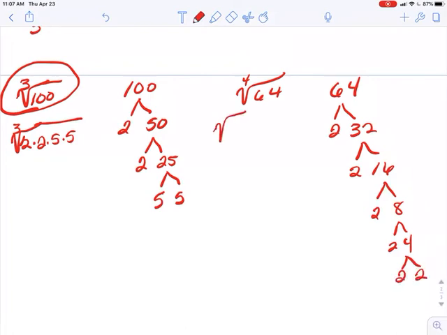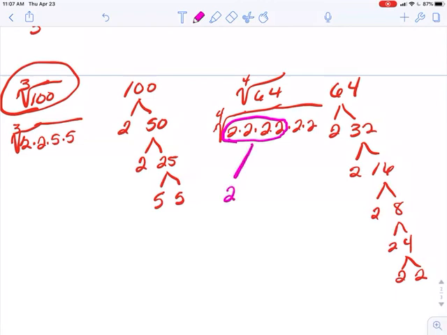So let's see, I want the 4th root, and it's going to be what? 2 times 2 times 2 times 2 times 2 times 2. All right, so that's what I've wound up with. So now I'm looking for, what do I have 4 of? Well, I've got 4 2's right there. So that's going to come out as a 2.